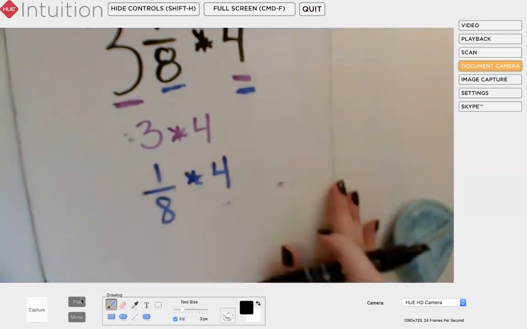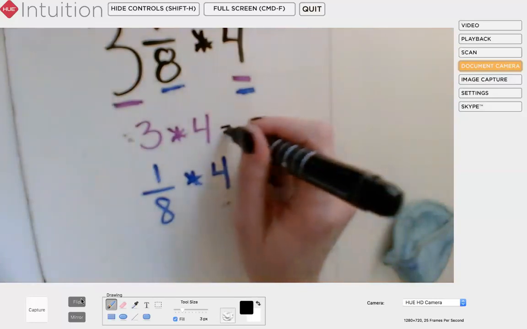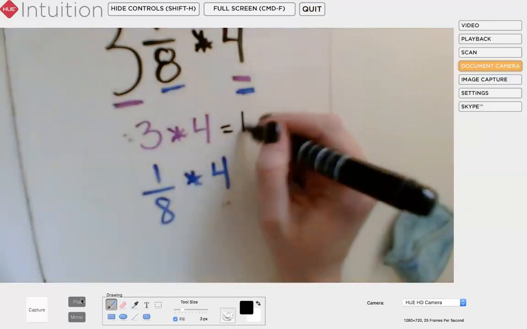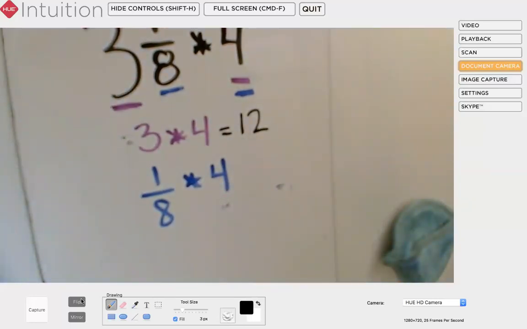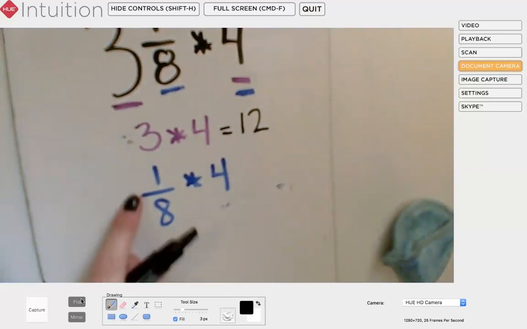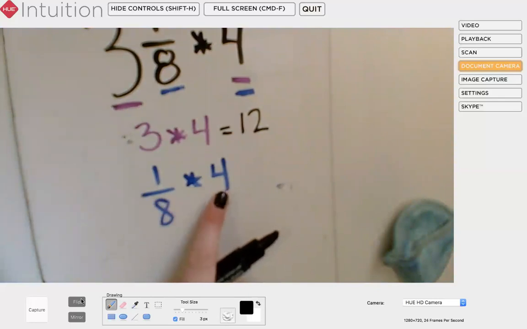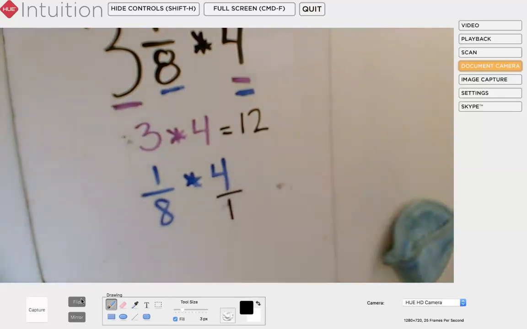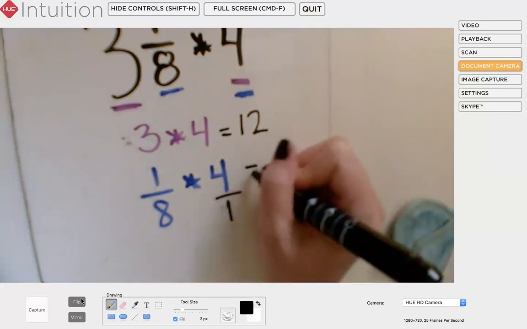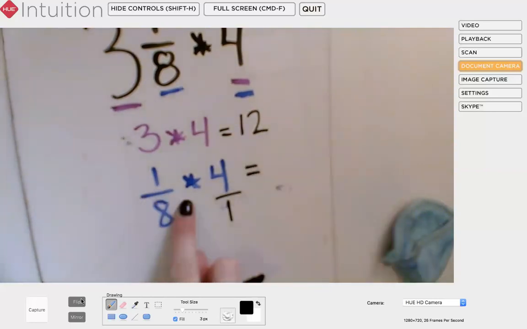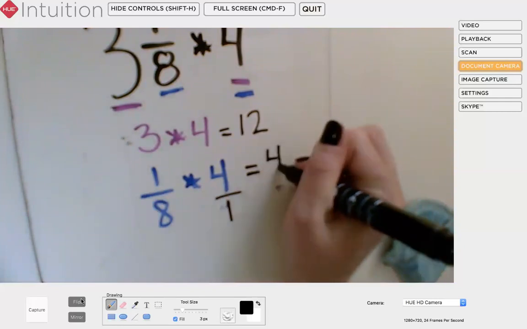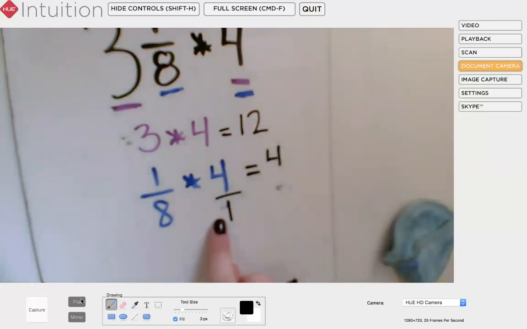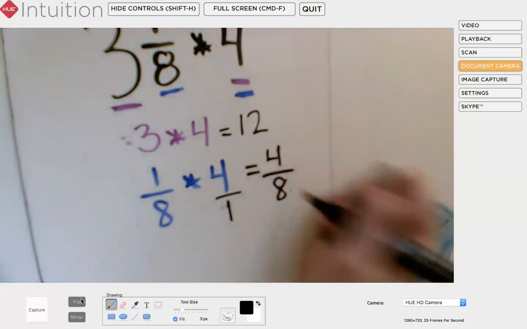So here I can go back up to my problem and think about, well, 3 times 4 I know is 12. So that's going to be my whole number part of my answer. And here I have 1/8 times 4. Well, remember, since this is a whole number, I can put a 1 underneath it to make it a fraction. And now I can multiply. 1 times 4 I know is 4. And 8 times 1 is 8.